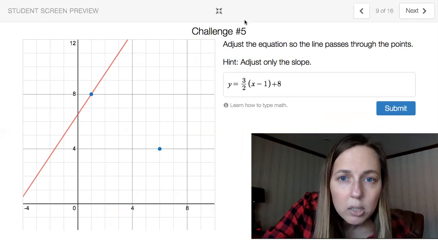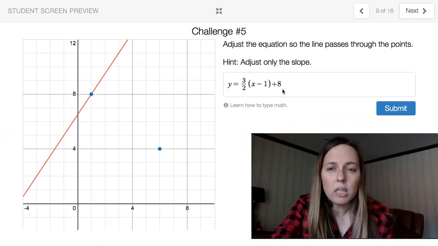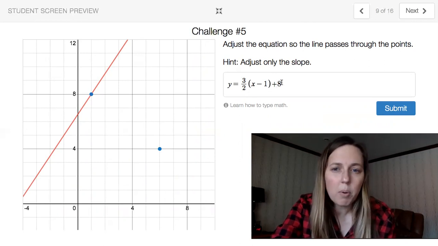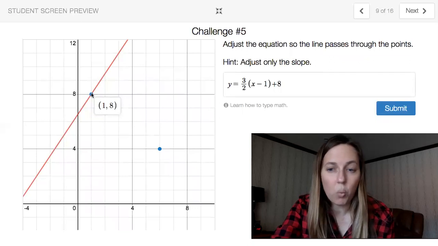So then screen 9 starts to get a little interesting. This is challenge 5, I think? So taking a look at the equation, this looks a little different than what we know before. You might want to just take a moment and look at it. Like +8 looks like it should be the y-intercept, but then it doesn't go through 0, 8. It's over here at 1, 8.